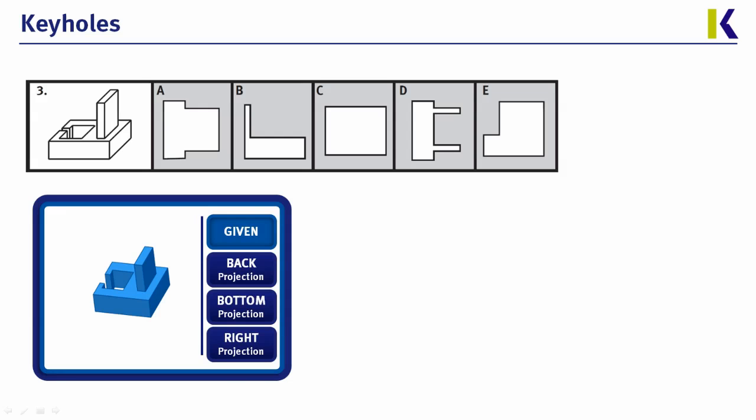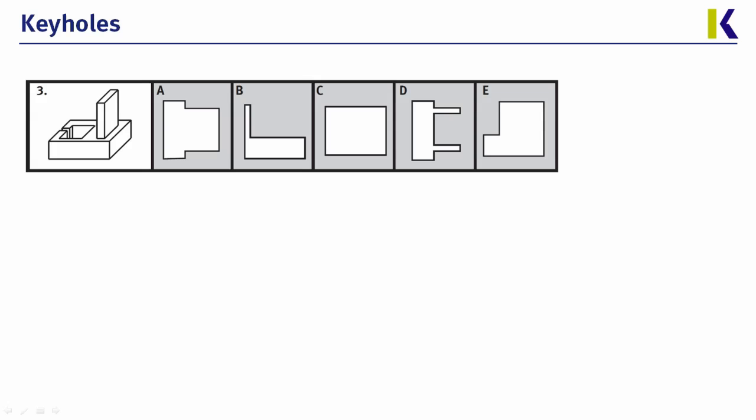Great. Hopefully you were able to see that the back projection would look like the base with the rectangle coming up off of it. The bottom projection would be this backward C-type shape. And the right projection would be the base with, again, a rectangle coming off of it, but this rectangle is quite a bit bigger than the other projection. With those three predictions then, you'll find that the answer is A. This is that right projection rotated clockwise 90 degrees.